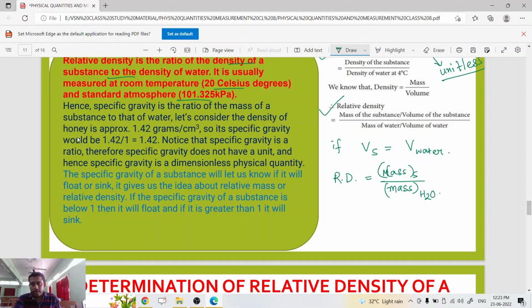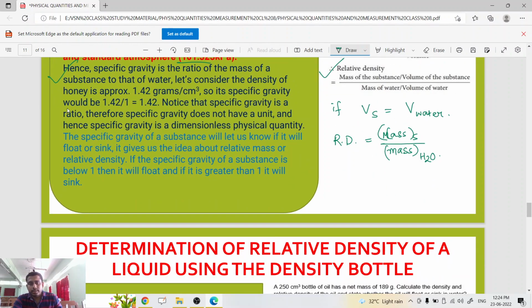Here we take an example. Specific gravity is the ratio of the mass of a substance to that of water, because in the CGS system the density of water is 1. That's why we can write this. Also notice that specific gravity is a ratio, so it does not have any unit. And this is very important: the specific gravity of a substance will let us know if it will float or sink.